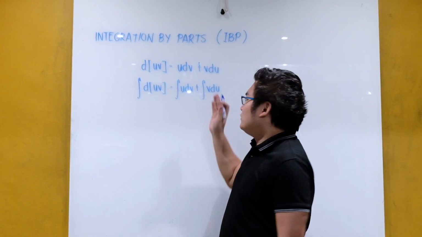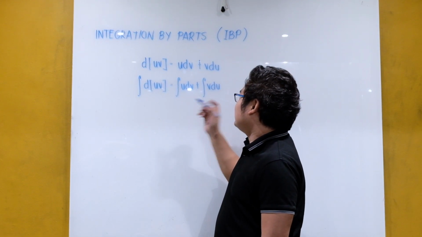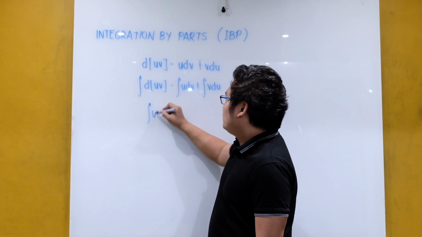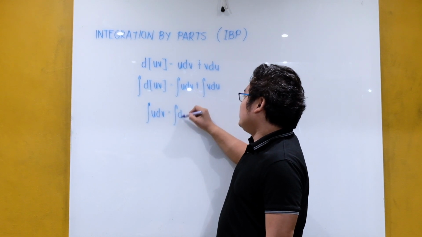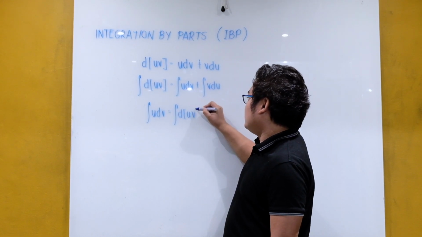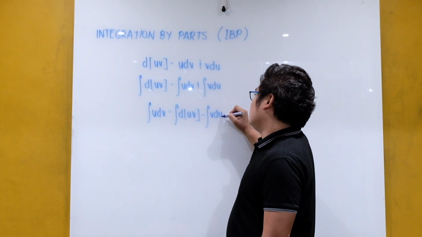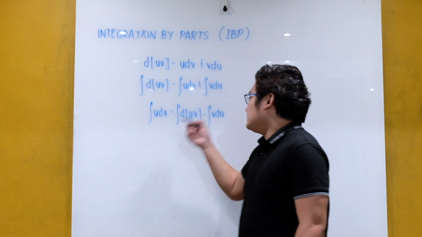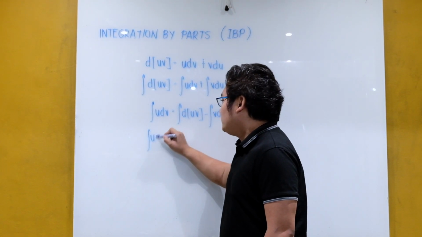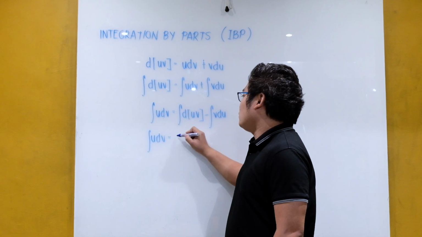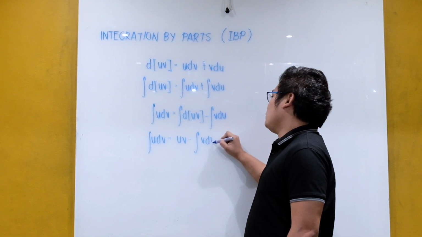So transposing the integral of UdV to the other side, the integral of UdV is equal to the integral of the derivative of UV minus the integral of VdU. So simplifying the equation, the integral of UdV is equal to UV minus the integral of VdU.